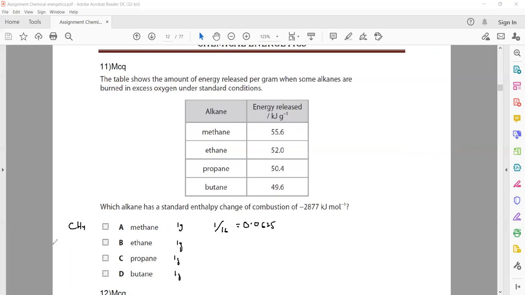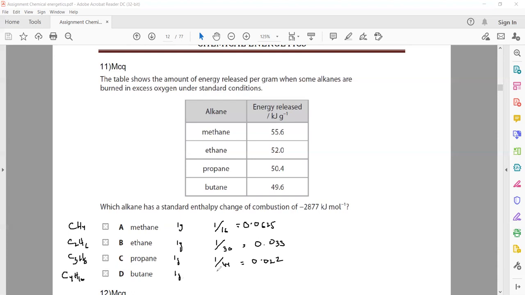Same thing for 1 gram of ethane. The molecular formula of ethane is C2H6. Carbon is 12 multiplied by 2, so that is 24, and 24 plus 6 makes 30. So this will be 1 divided by 30, which is 0.033. Then for propane, it is C3H8. So 1 divided by 36 plus 8, that's equal to 44. So 1 divided by 44 is equal to 0.022.